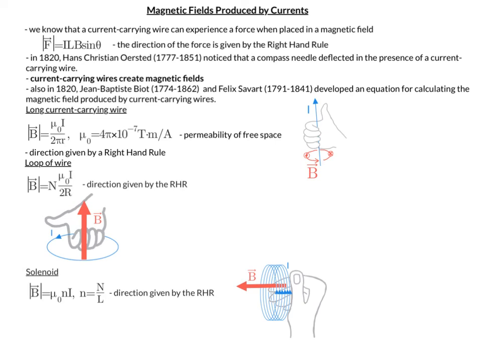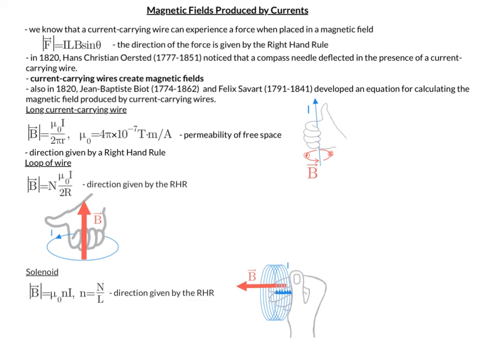So here is a drawing again. We have a current in a solenoid, so the current goes around this way. We place our thumb along the direction of the current. We stick our hand inside the solenoid. So the direction in which our fingers are inside the solenoid is the direction of the magnetic field. So in this case, magnetic field goes to the left.